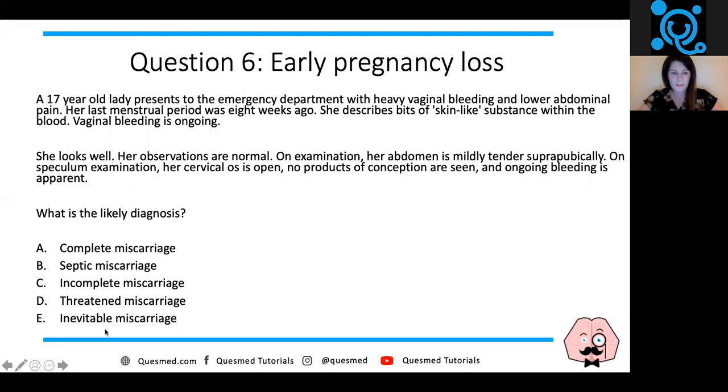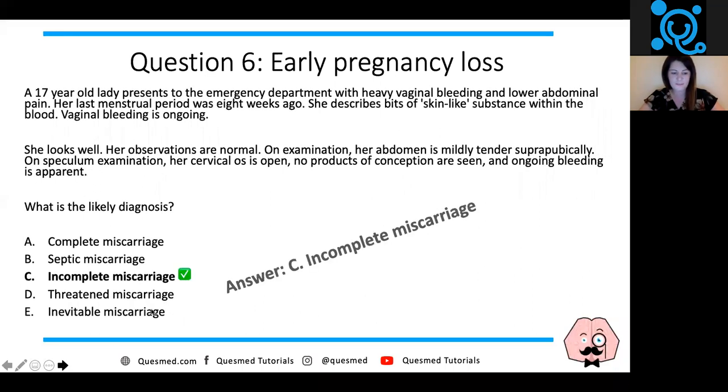Great, thanks for participating there, and most of you got the correct answer, which was C, an incomplete miscarriage. So let's talk about early pregnancy loss.